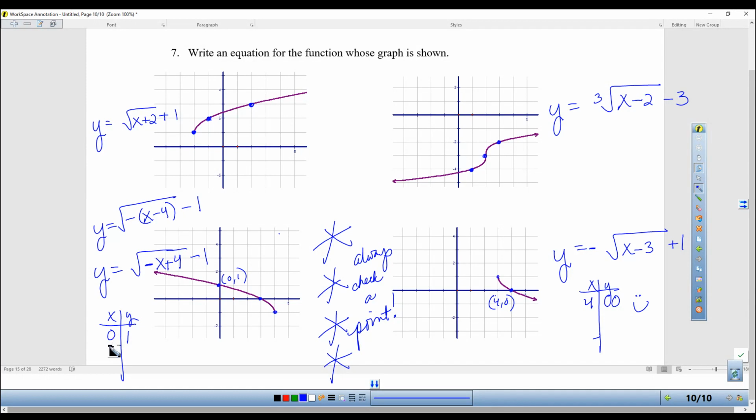So now I check it. I put a 0 in. I get the square root of 4. The square root of 4 is 2, and 2 minus 1 is 1. So now I can feel good about my answer. So watch out for that negative. It affects everything on the inside.